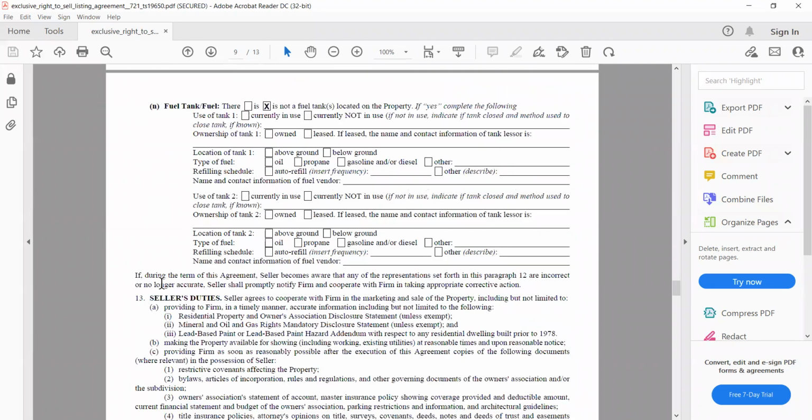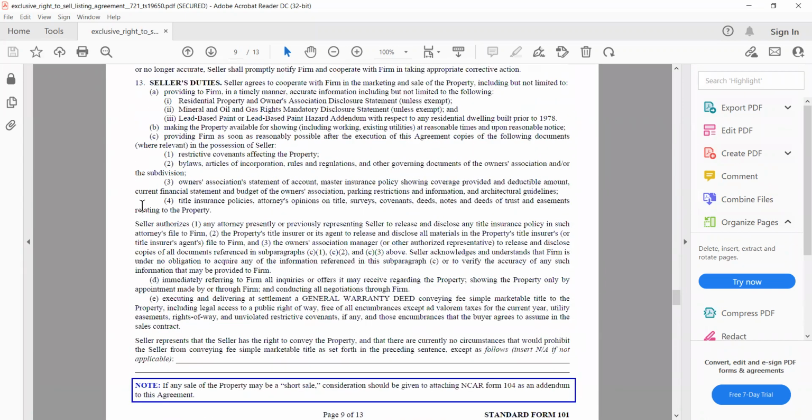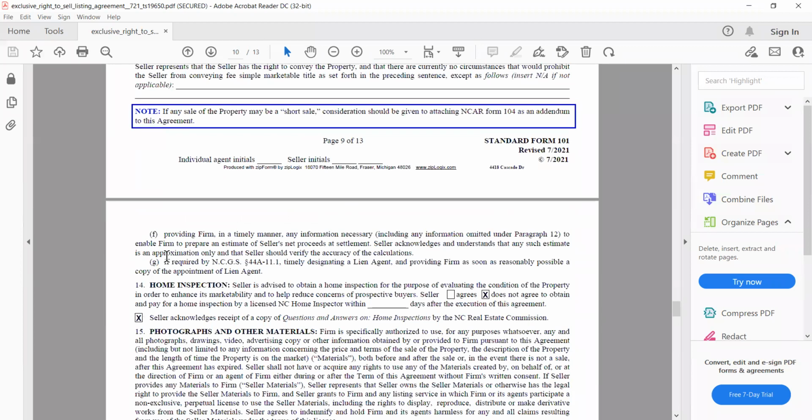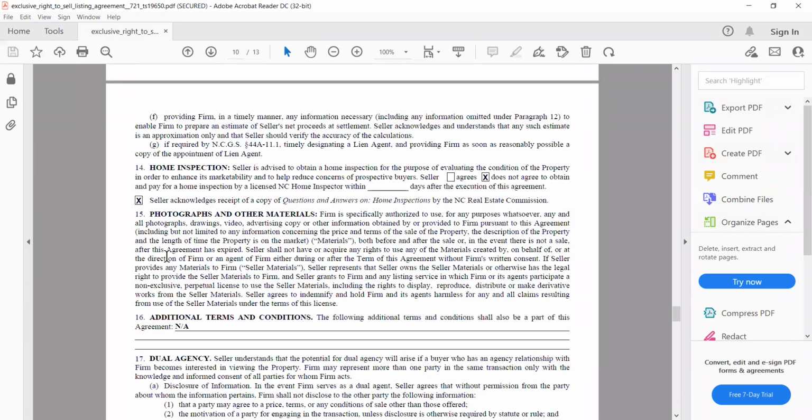All right, fuel tanks. Just disclose if there is any. If there is, where is it located? And then number 13 is seller duties, how they're to work with you, the expectations here. I'm not going to read through those. We'll move on to page 10.